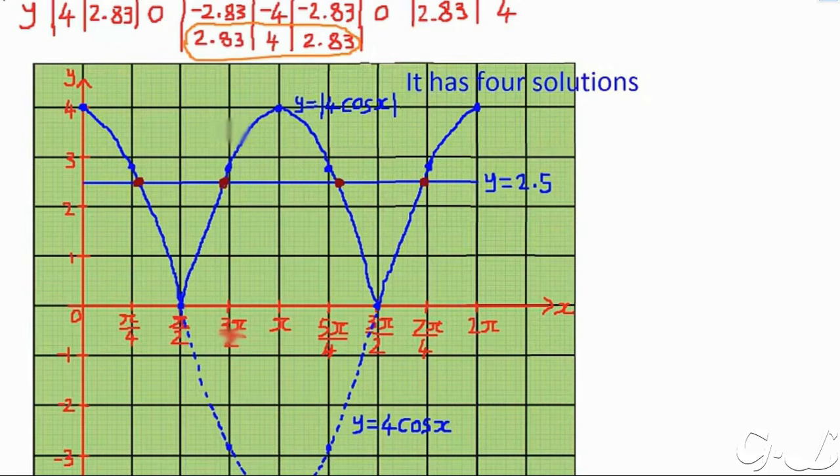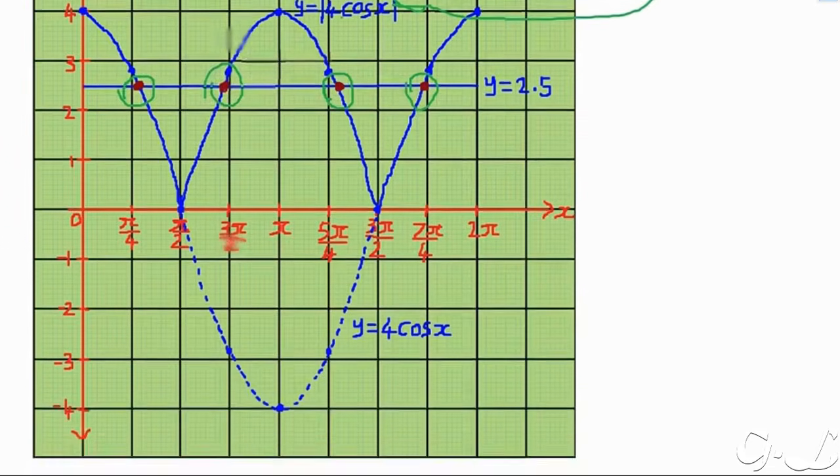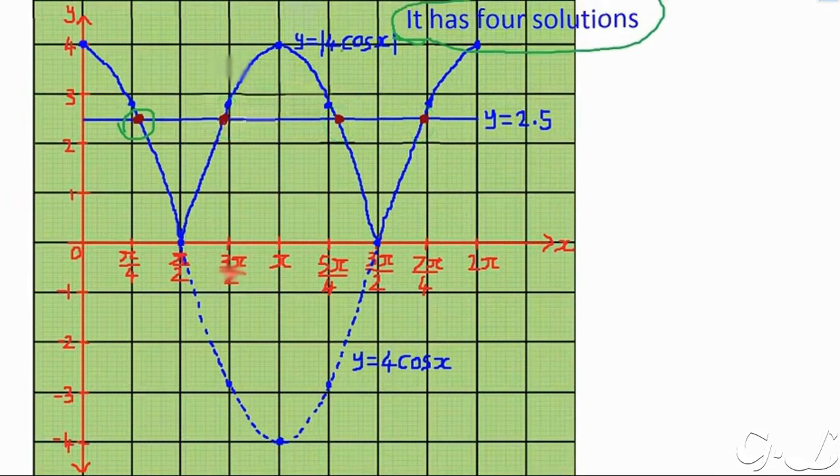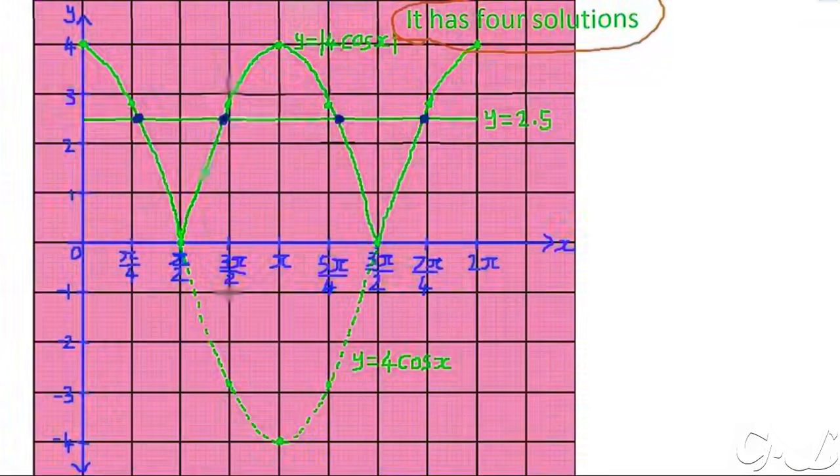So in this case, we have 4 solutions. You have to tell that this one has 4 solutions, and these are the 4 solutions. You have 1, 2, 3, 4. So this is how you're expected to answer such a question.